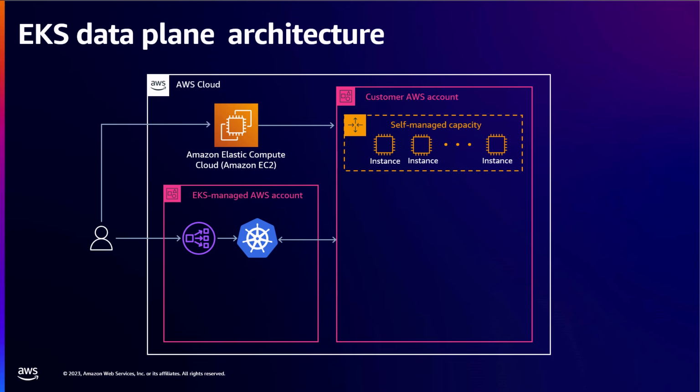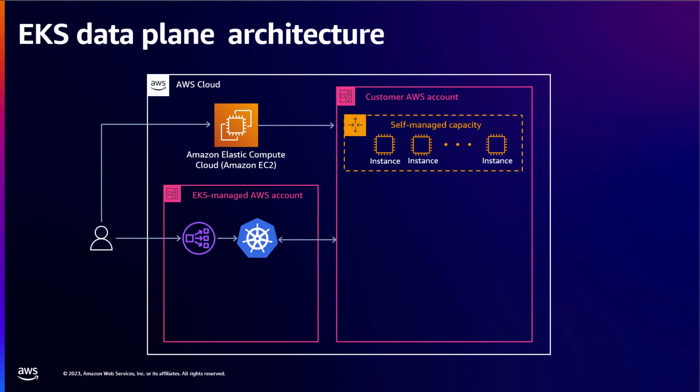The data plane, this is where your applications run. These live in the customer account in the customer VPC. So initially we started off with self-managed nodes. This is where you spin up a worker node. That worker node joins the cluster, and then Kubernetes can schedule applications onto that node.